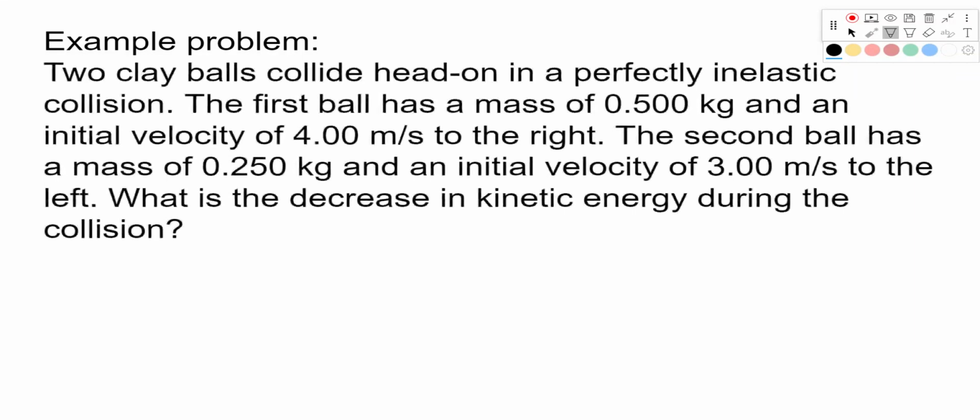Here's our example problem. 2 clay balls collide in a head-on, perfectly inelastic collision. The first ball has a mass of 5.5 kilograms and an initial velocity of 4 meters per second to the right. The second ball has a mass of 0.25 kilograms and an initial velocity of 3 meters per second to the left. What is the decrease in kinetic energy during the collision? Go ahead and try to work this problem using the kinetic energy formula that we have, change in kinetic energy formula, and keep in mind one of your velocities needs to be negative.